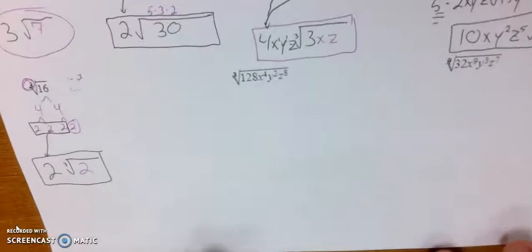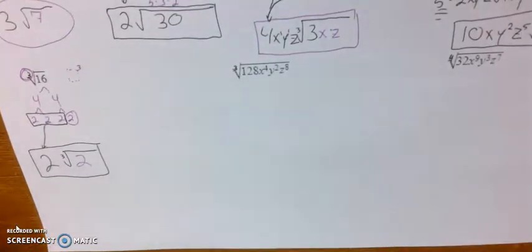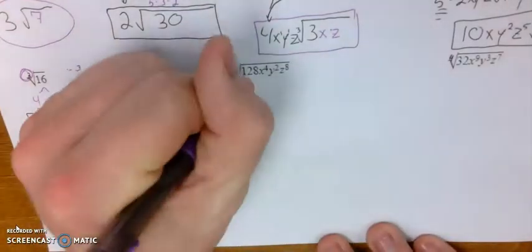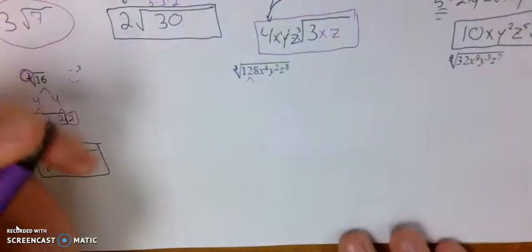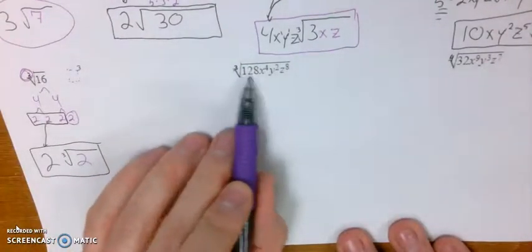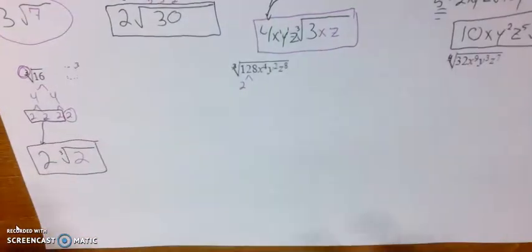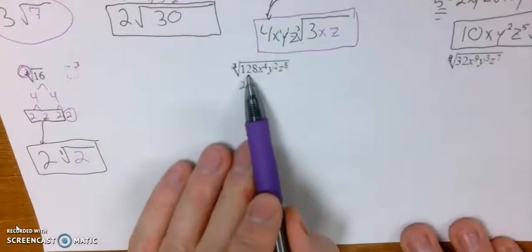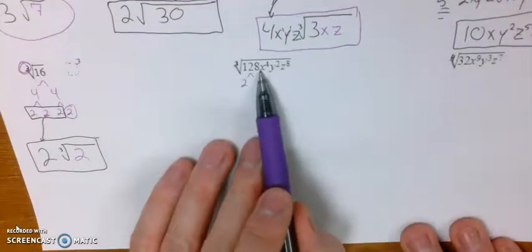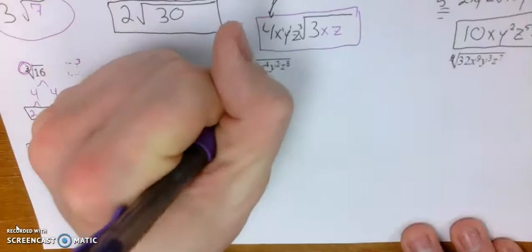If I do the cubed root of 128, x to the 4th, y squared, z to the 8th, we would break down 128. I don't really know what goes into that, but I know it's even, so I'm just going to divide it by 2 to shrink the number down a bit. 128 divided by 2 is 64.